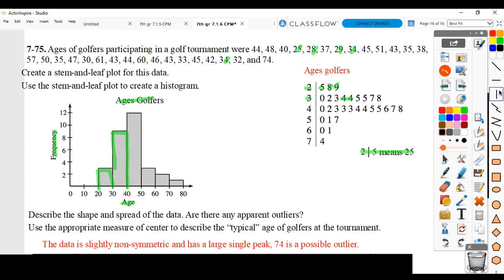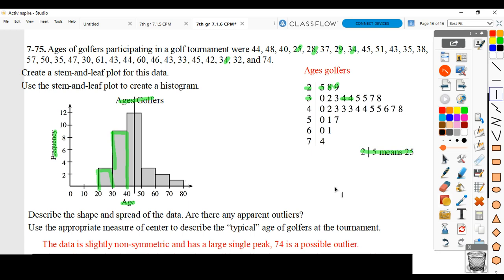Remember, again, the idea of symmetry is if we would visualize a vertical line coming through, are both halves pretty much mirror images of each other? And the answer is they're not. They're not very much mirror images of each other. So that's why they say slightly non-symmetric. And certainly it has a single peak, one highest bar compared to the others.